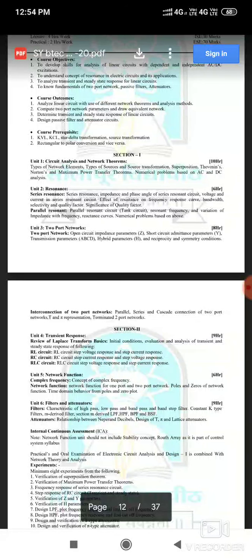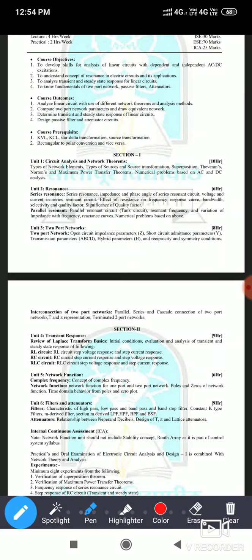Good afternoon. Now we will start the second unit, that is resonance. There are two types. So the syllabus you are observing here: series resonance and parallel resonance. These are the two important parts of this syllabus.